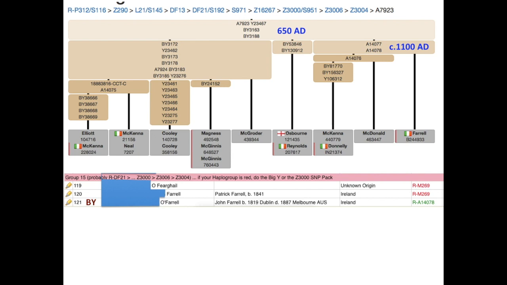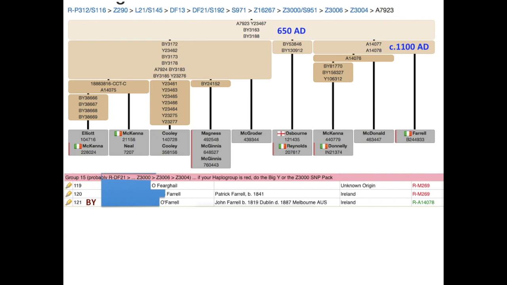But I'm noticing that there's a Reynolds there, there's a McKenna and a McDonald and a Donnelly. I'm wondering whether that Reynolds links him to Longford. But that Reynolds and this Farrell may be subject to the same surname or DNA switch that might have happened back when the surname was first introduced. So what we might be looking at is a very, very ancient surname or DNA switch that might have happened in the 1200s or the 1100s.